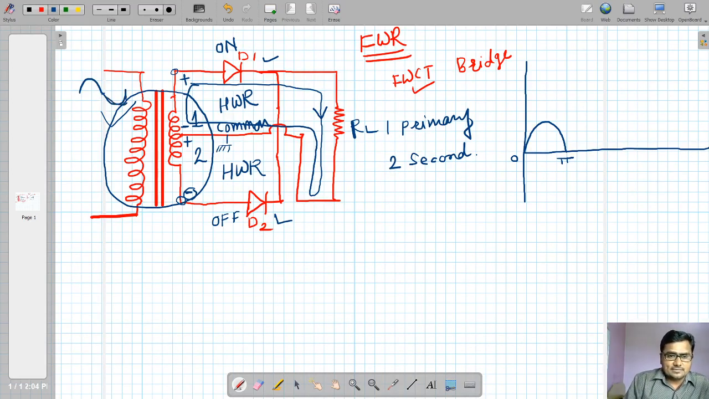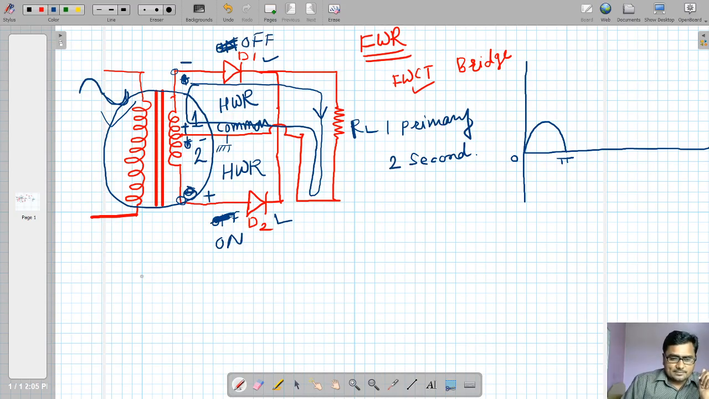Now during the negative half cycle, what will happen? This phase becomes negative and this phase becomes positive. Now look at this. The diode D1 is at negative potential. It means the anode of diode D1 is at negative potential, whereas the anode of diode D2 is at positive potential. It means now during the negative half cycle, this diode D2 will go into the on state and diode D1 will go into the off state.